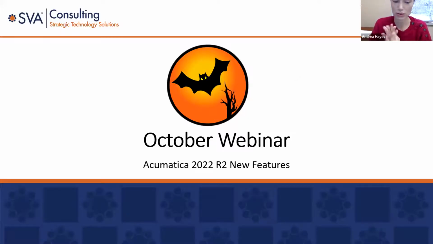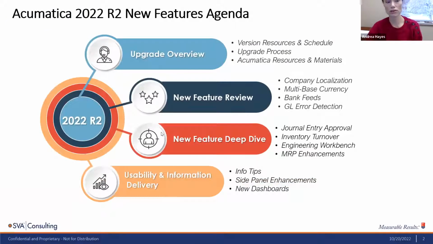All right, so this is the October webinar. We'll be going through new features in 2022 R2. So what we're going to do is start with an upgrade overview. So understanding the versions and resources, the different schedules for the upgrades, what the upgrade process looks like, and then also understanding some resources and materials that Acumatica provides that you can use during the upgrade process.